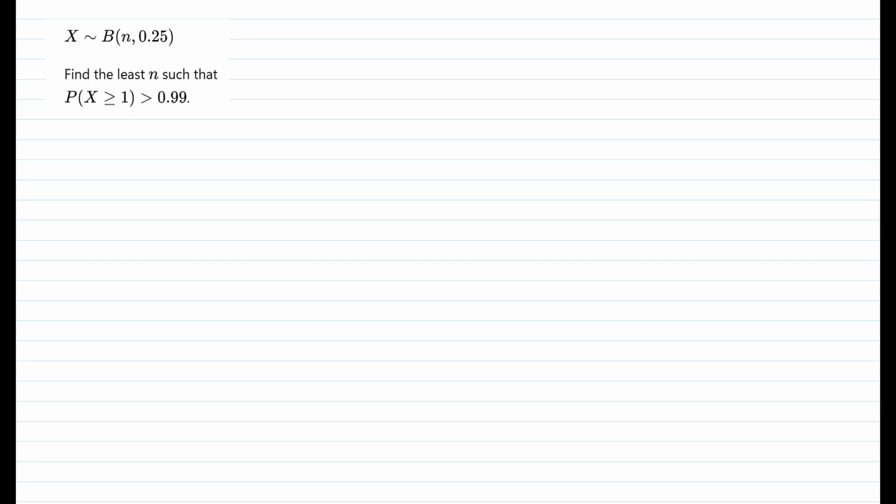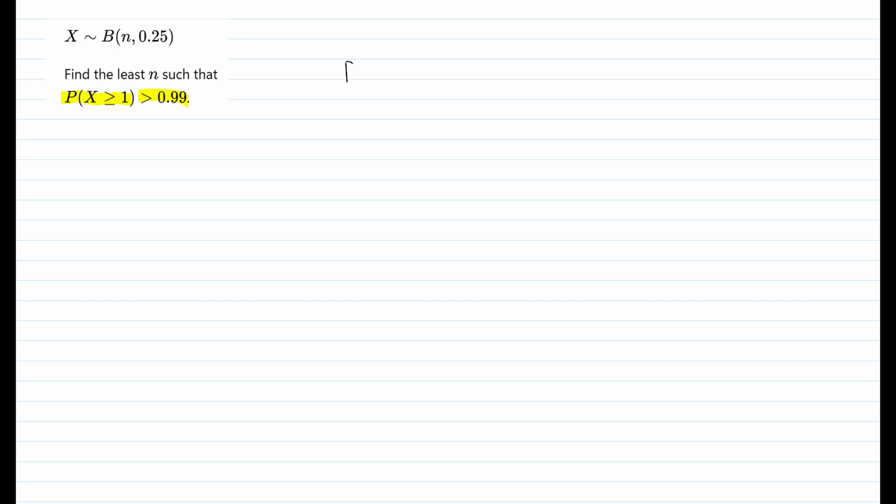Okay, for this question, we've got this random variable X, such that X is a binomial distribution. The number of trials is n, and the probability of success is 0.25. And we need to find the least n, such that the probability of X greater than or equal to 1 is greater than 0.99.